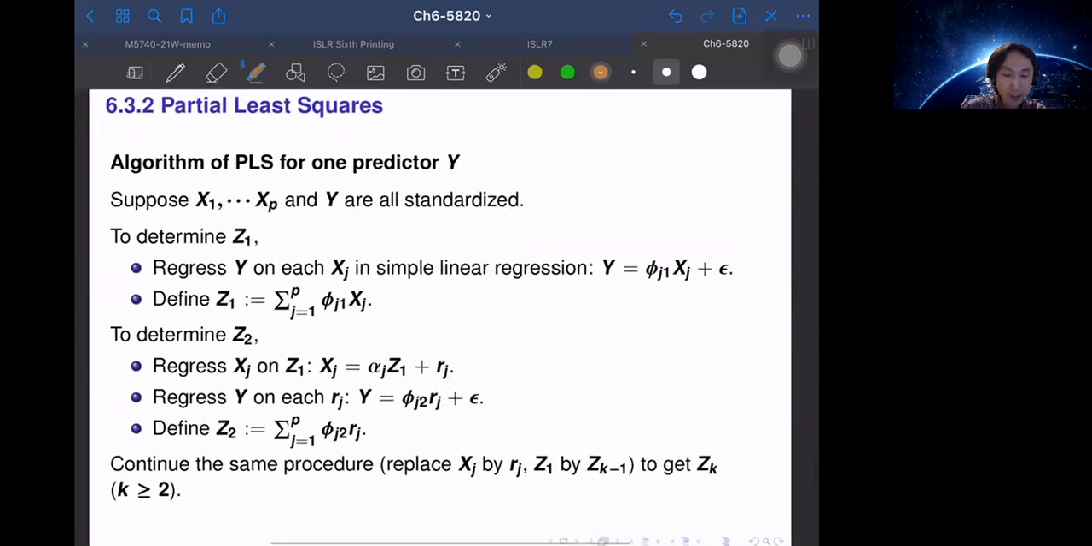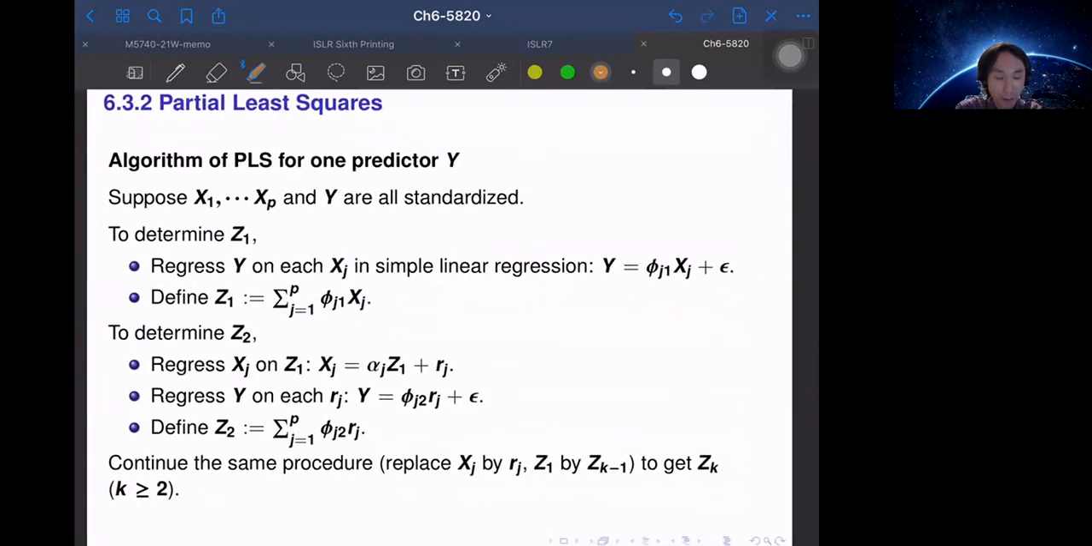Okay, so this is the algorithm. It's a little more complicated than principal component regression. Suppose we have x1 to xp and y. Then to determine the first component z1, still z1 is a linear combination of xj. But at first, we regress y on each xj in simple linear regression.